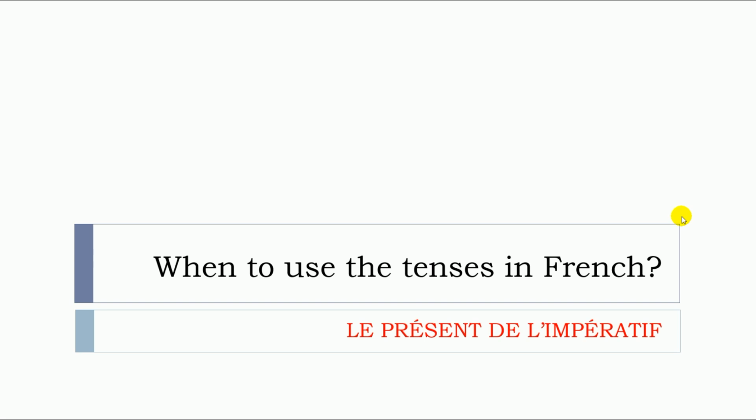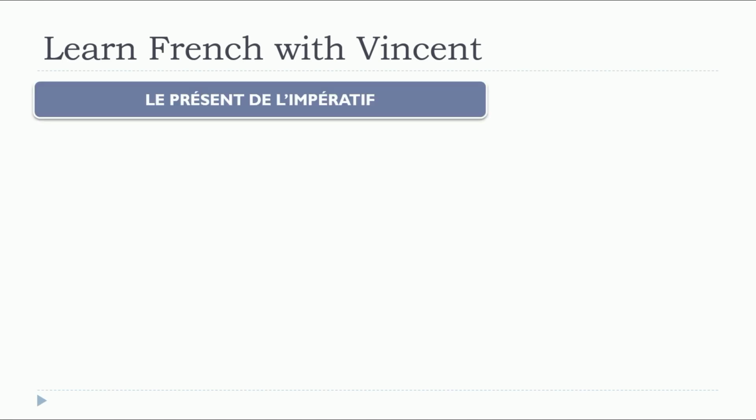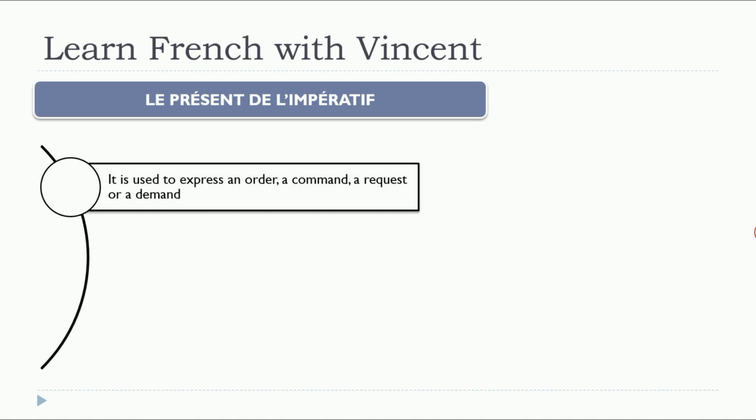In this video, we'll see together when to use the tenses in French and more precisely, le présent de l'impératif. So it's quite interesting because we will see that we can use it in many situations. The first thing will be, it will be used to express an order, a command, a request, or a demand. So that's maybe the classical way that we visualize this imperative form to give an order.